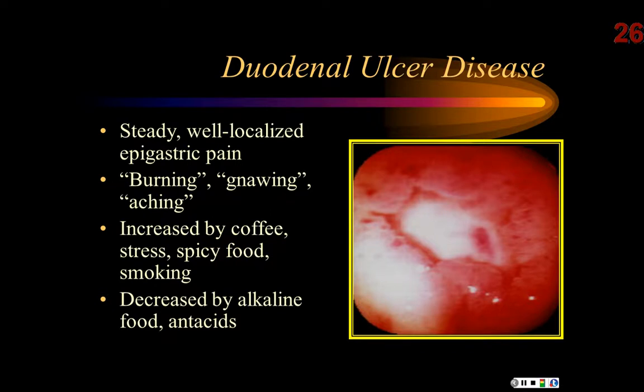What would be an alkaline food or drink? Acidic. That's acidic. Milk, yogurt, those kinds of things. Absolutely. And antacids typically make it a little bit better.